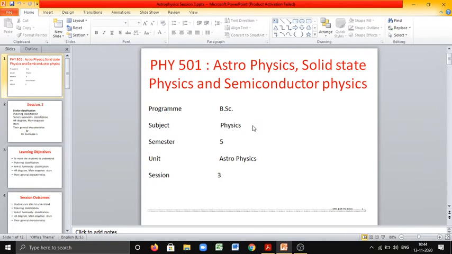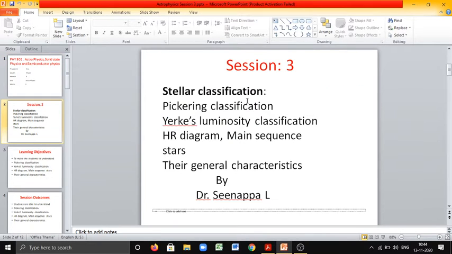I will explain the paper 501. In this paper, now I will explain the unit astrophysics. In that unit, we are going to discuss the third session and fourth session. Coming to session 3, we are discussing stellar classification, that is Pickering classification, HR diagram, main sequence stars, their general characteristics.